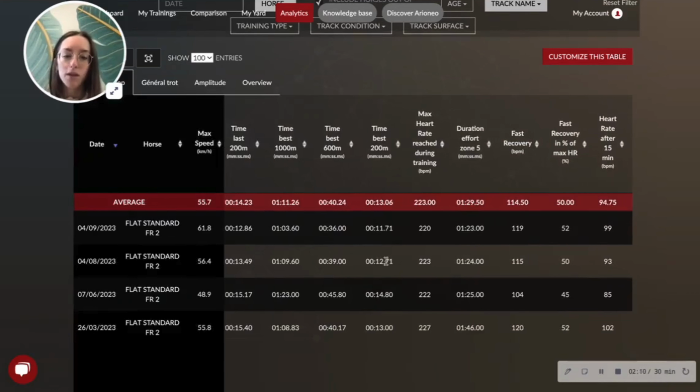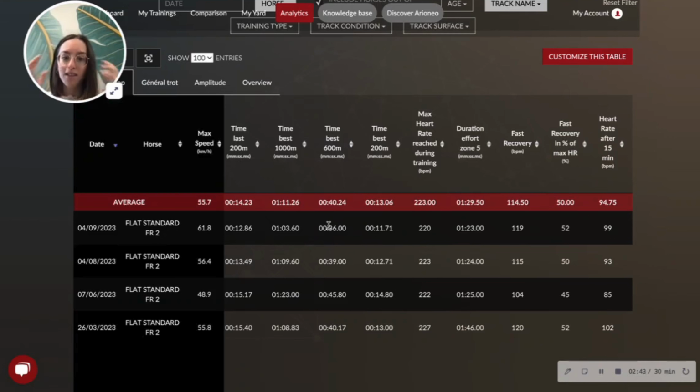What will also be interesting is to look at the max heart rate reached during the training. And what we can see is that back in March, for a rather slow training, my heart rate was going very high at 227. On the training after that, it was a bit slower, so of course, the heart rate went a bit lower. But when we went a bit faster again, I had a similar max heart rate to my previous training while going a lot faster. And now today, I have an even lower max heart rate for going a lot faster.